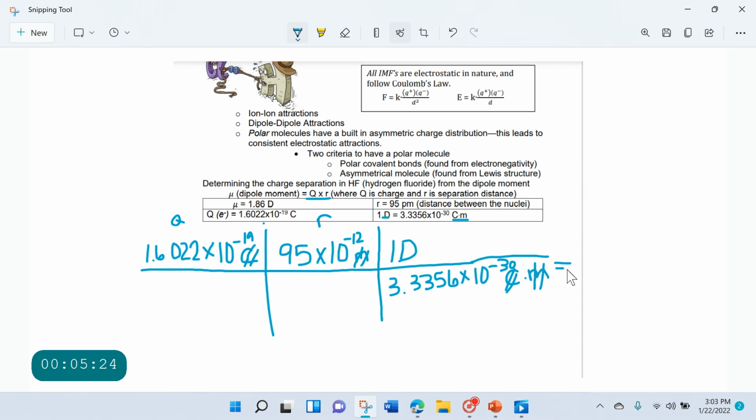So when you type this into your calculator, you're going to want to do it with parentheses around these numbers, because your exponents will end up messing it up if you're not careful with your parentheses. When you do this in your calculator, you're going to get 4.56317. Our unit is Debye.